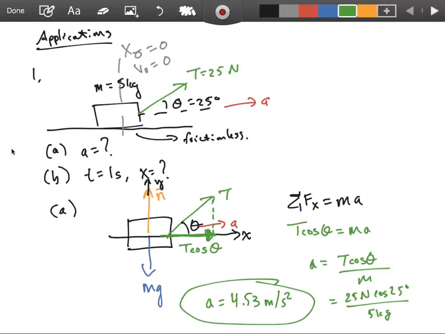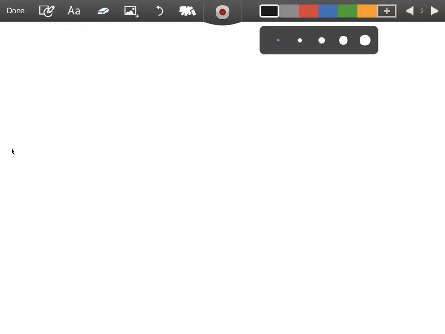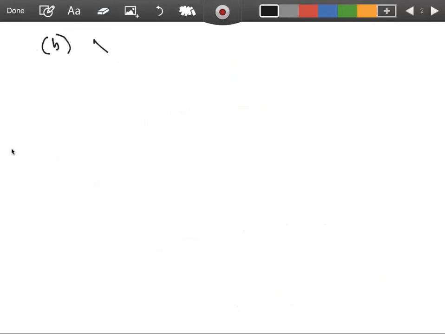So in this case, since I'm looking for the distance after some time frame of delta t, I'm going to use my second kinematic equation. So let's use our second kinematic equation. For part b, using kinematic equation number 2, x is equal to x naught plus v naught times t plus 1/2 the acceleration times time squared.